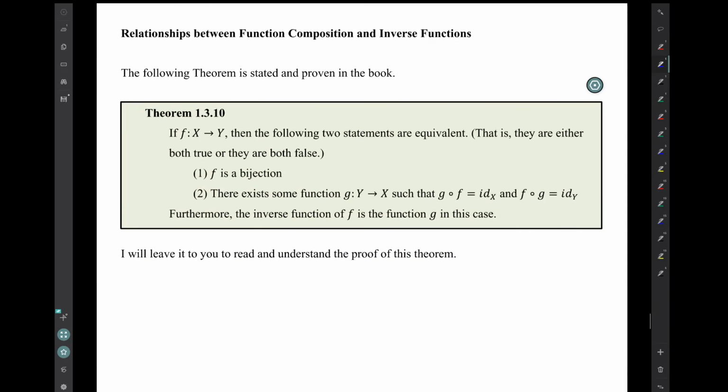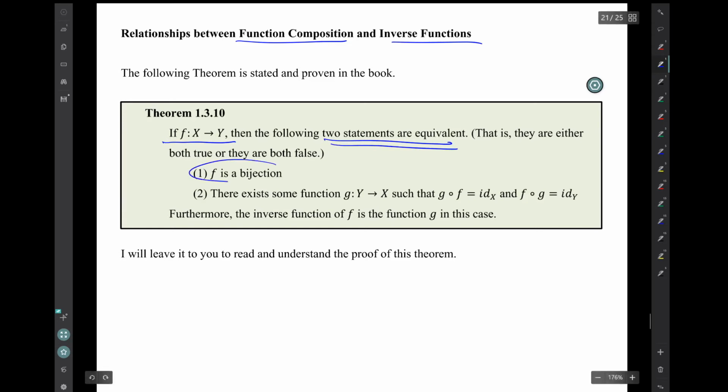Finally, I want to talk about the relationship between function composition and inverse functions. This theorem is stated in the book, and it's proven there. If f is a function from some set x to some set y, then these two statements are equivalent. Now the book says one if and only if the other. I like to say that the statements are equivalent. That is, they're either both true or they're both false.